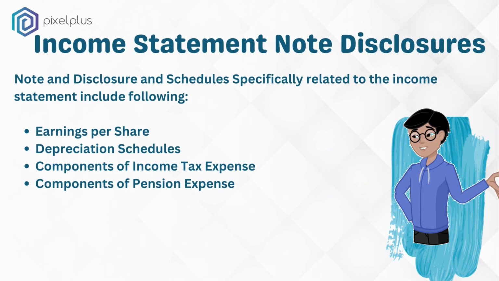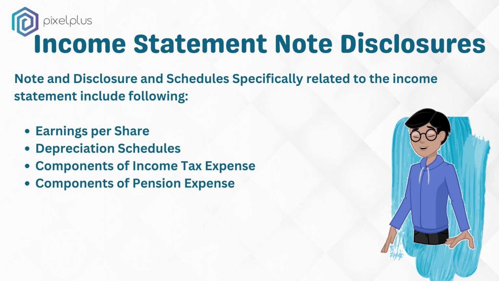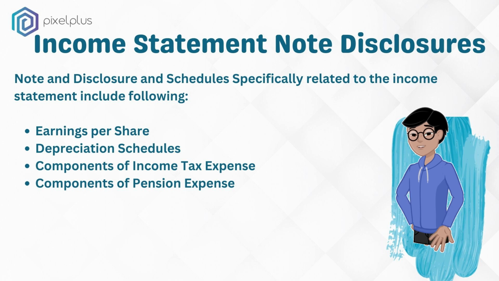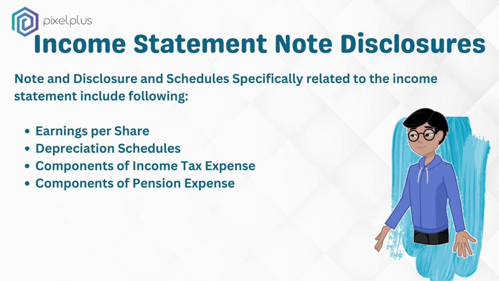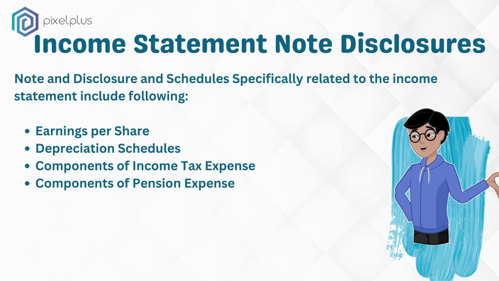The next thing is the notes and disclosures. Notes, disclosures, and schedules specifically related to the income statement include the following: earnings per share, depreciation schedule, components of income tax expense, and components of pension expense. First, what is earnings per share?